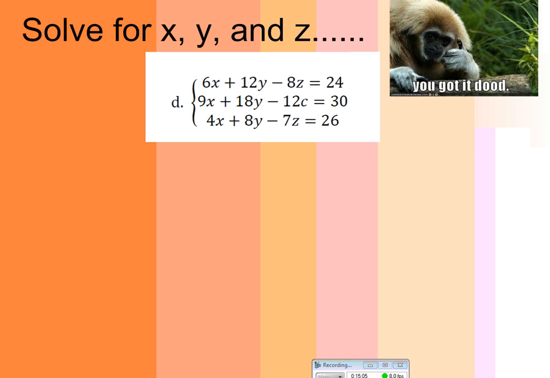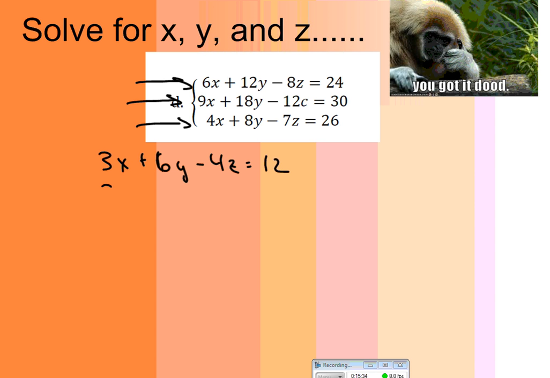All right, so let's take a look at this one. Let's rewrite these. Let's simplify it one more time. So, no, we can't do the third one. Let's do the top one. The top one, simplified. Divide everything by, it looks like 2. So that'll be 3x plus 6y minus 4z equals 12. Next one, divide everything by 3. Yeah, 3 looks good. 3x plus 6y minus 4. I think that's supposed to be z.